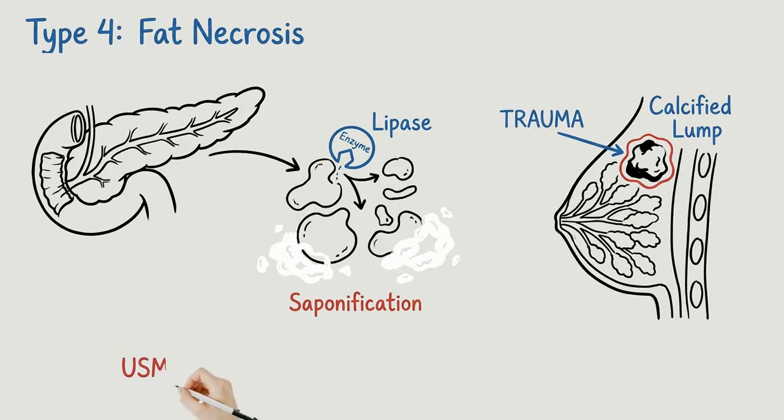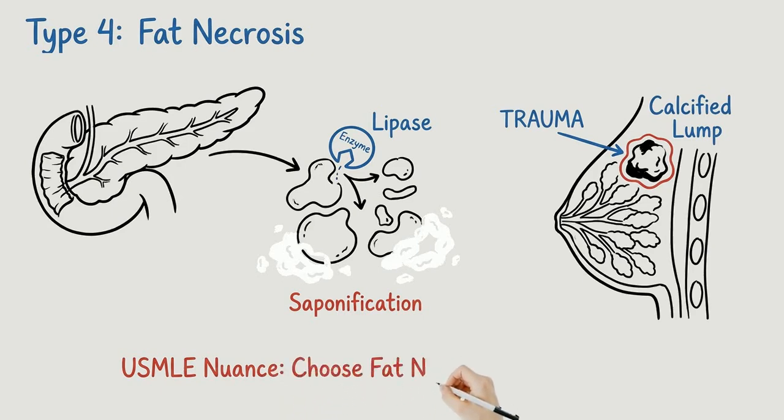Now, the nuance students often trip over. Technically, the pancreatic parenchyma undergoes a form of liquefactive necrosis because enzyme-rich tissue digests itself, but USMLE logic focuses on the parapancreatic fat. When a vignette says pancreatitis and necrosis, the test answer is fat necrosis. If both liquefactive and fat necrosis are options in pancreatitis, choose fat necrosis.